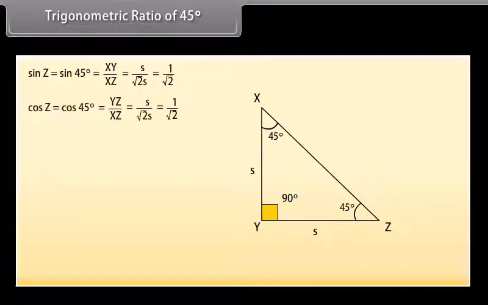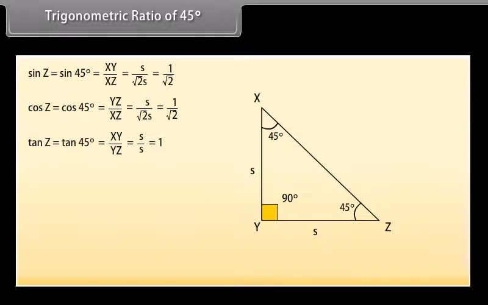Cos Z is equal to cos 45 degree, which equals YZ upon XZ, is equal to s upon square root 2 s, is equal to 1 upon square root 2. Tan Z is equal to tan 45 degree, which equals XY upon YZ, which equals s upon s, which is equal to 1.